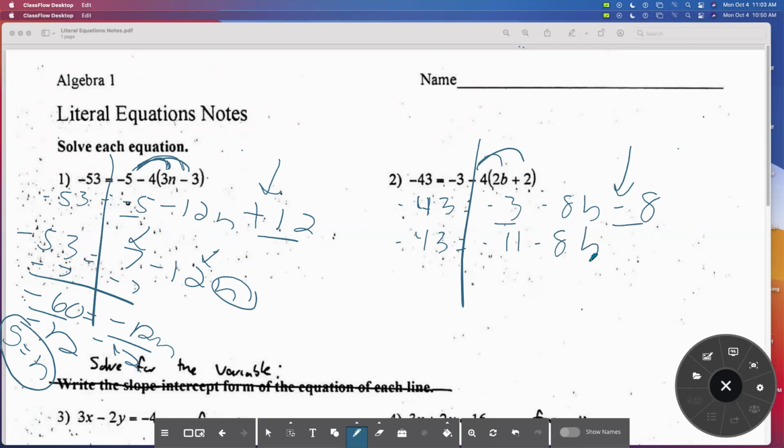Notice that the 8b is just watching. And now we can see if we have variables on one side or two sides. What do you guys think, one side or two sides? One. So that means that you could solve for it. Now, what do you get rid of first? The -11 or the 8b?